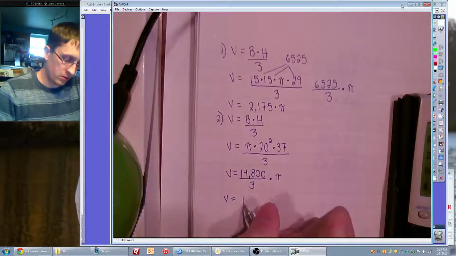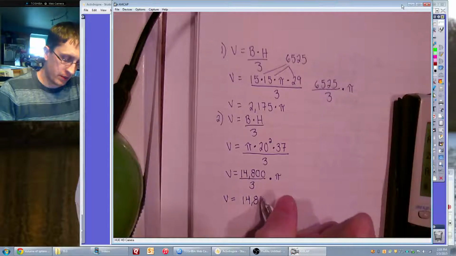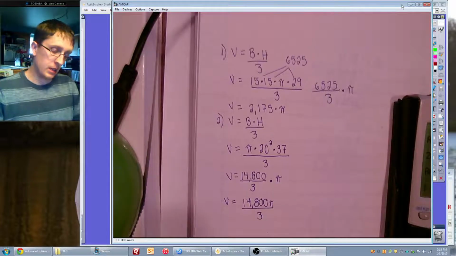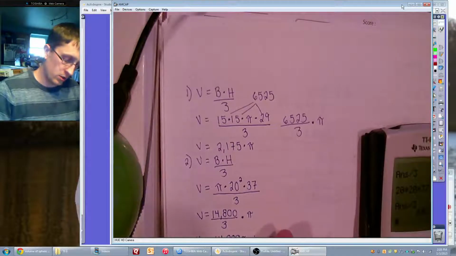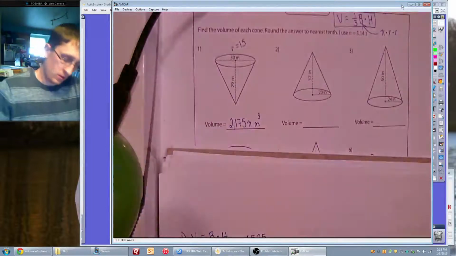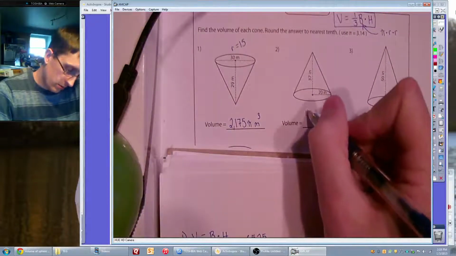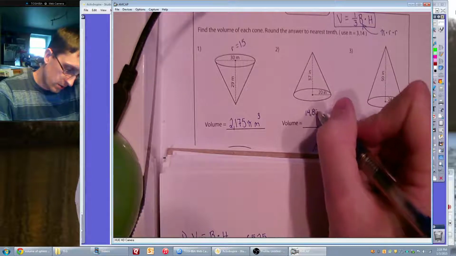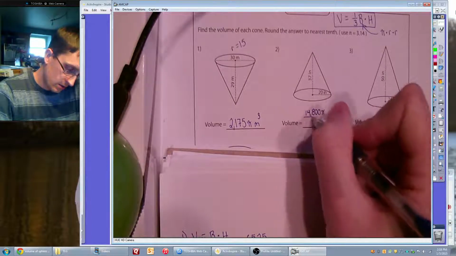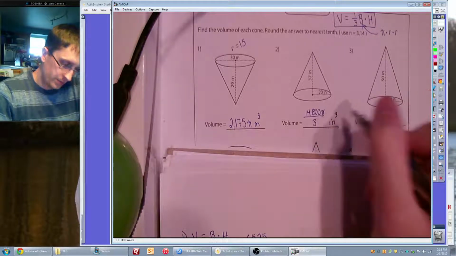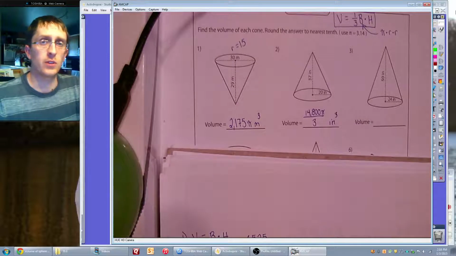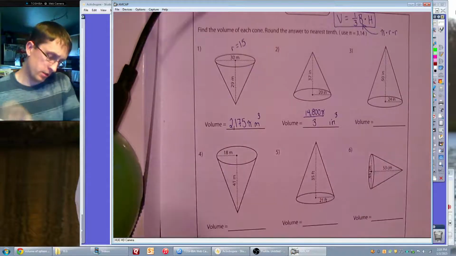Volume equals 14,800 pi over 3, and my label on this one is inches, so it's going to be inches cubed. 14,800 pi over 3 inches cubed. I'm going to do 2 more problems, just like I did in the previous video. I'll do 4 total. Let's look to see if there's any challenging ones here.